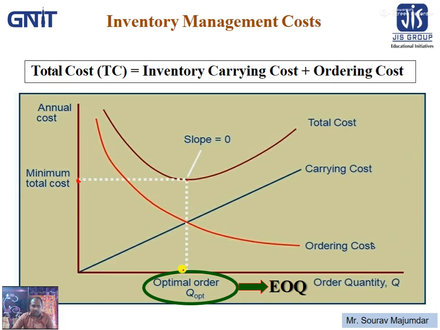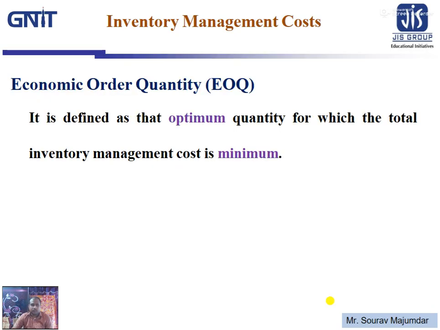If I drop down to the x-axis, this quantity is the optimum order quantity where the total cost is minimum. This optimum order quantity is known as EOQ, that is, economic order quantity. So what is EOQ? EOQ is defined as the optimum quantity for which the total inventory cost is minimized, as we have seen in the last slide also.